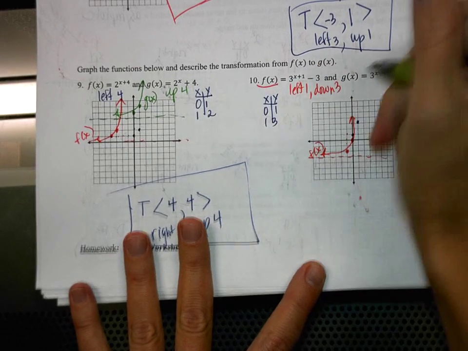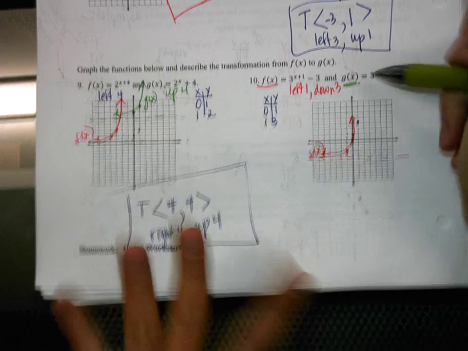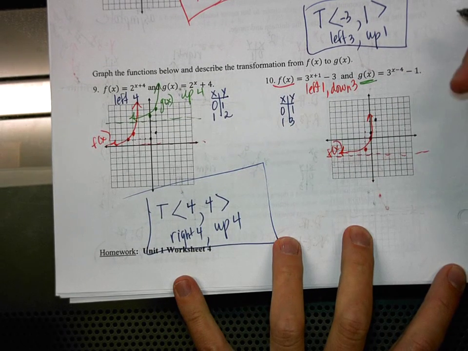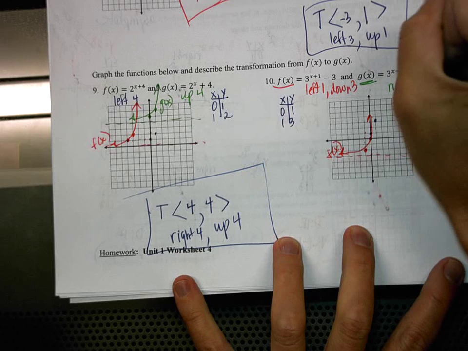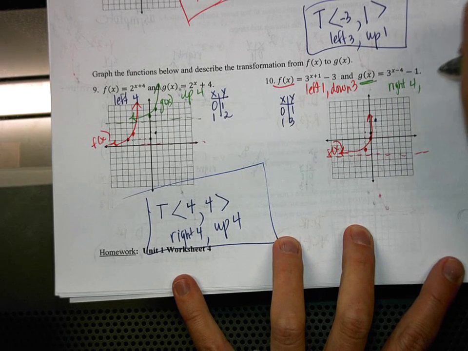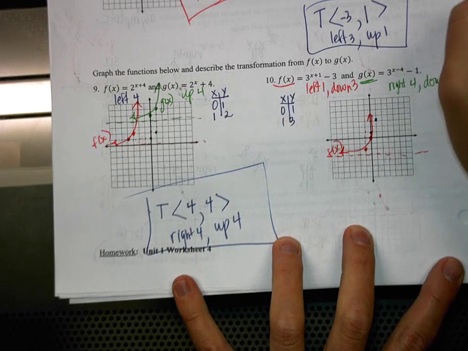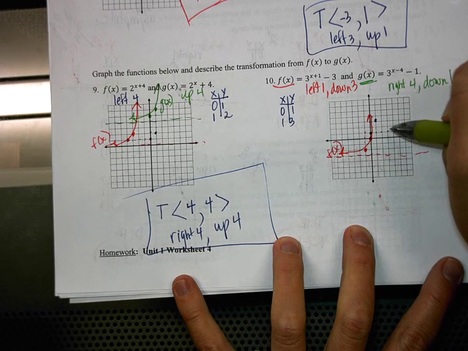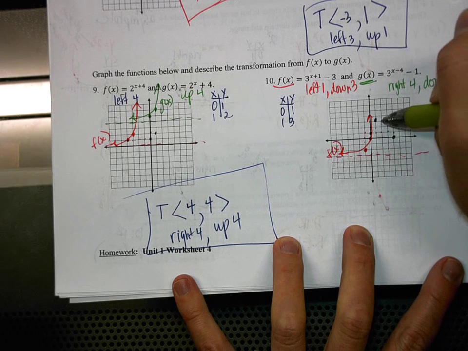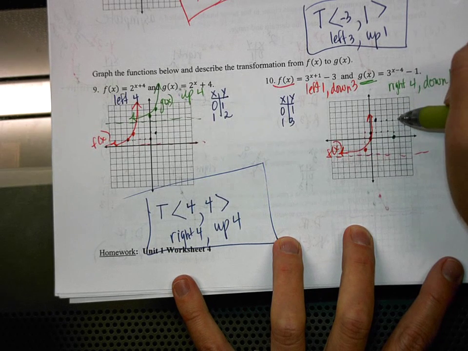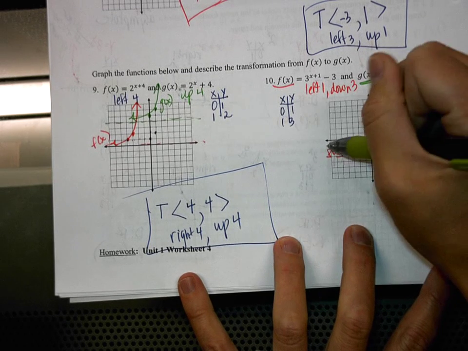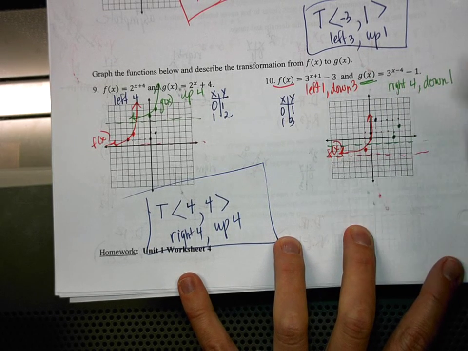And this one, same original function, and how is this one shifting? Good, right 4, and good, down 1. So from this point, I'm going to go right 1, 2, 3, 4, down 1. From this point, right 1, 2, 3, 4, down 1. And where would my asymptote be on this one? -1, very good. So we draw our graph.